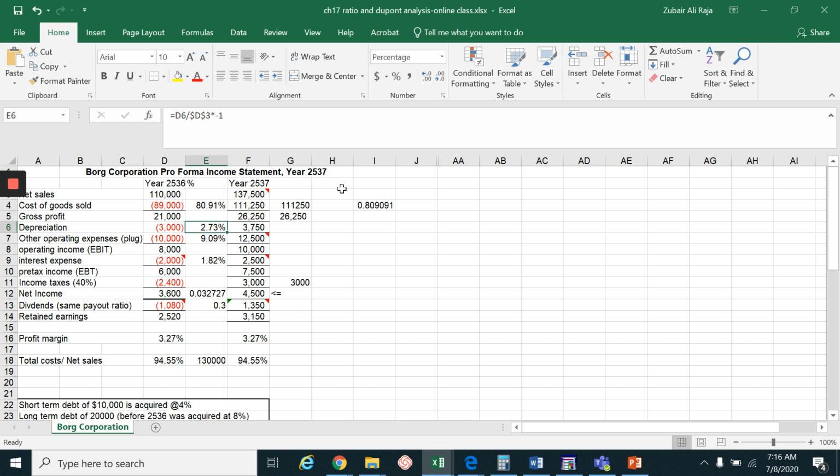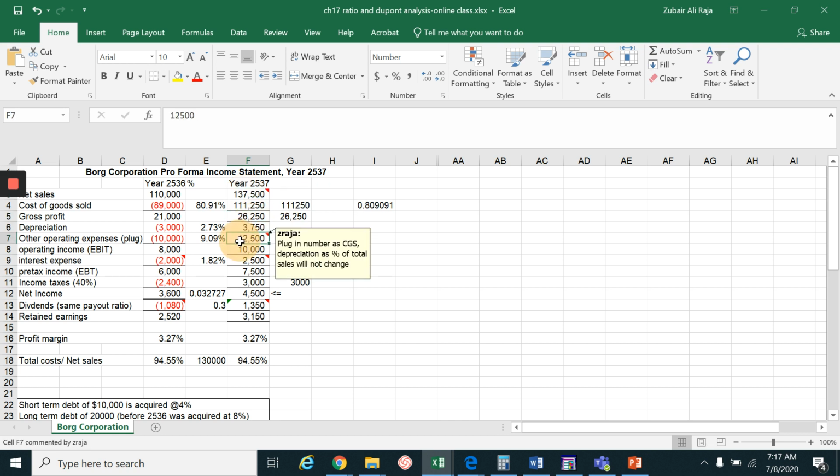Depreciation, we have already calculated. If you divide 3000 by 110,000, you will find it's 2.73%. And this is a very simple assumption. We are maintaining that for the future, the depreciation will remain at the same level. So 2.73% of the sales level of 137,500 will actually generate this much depreciation.